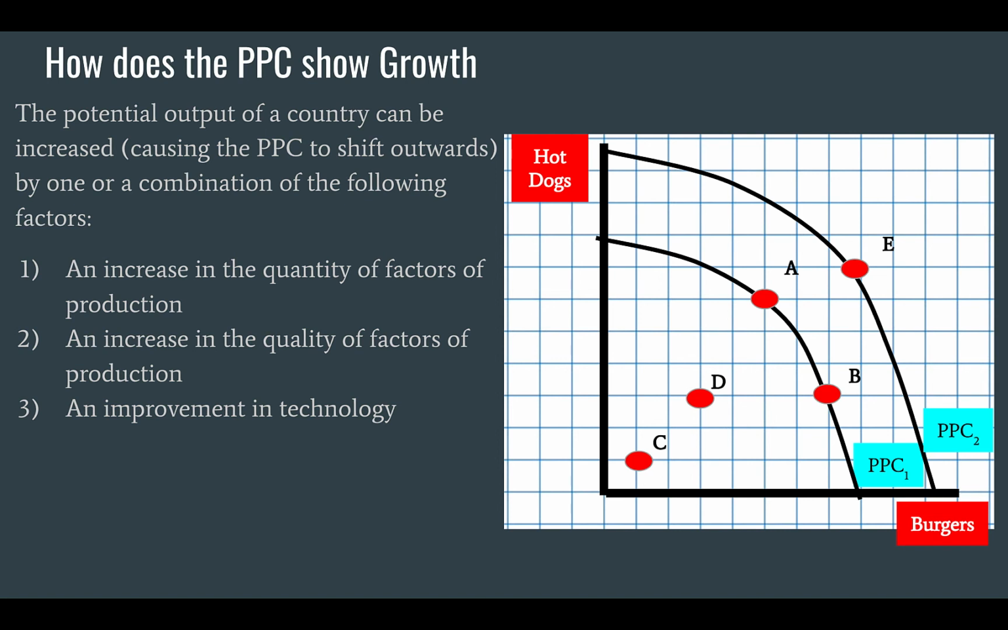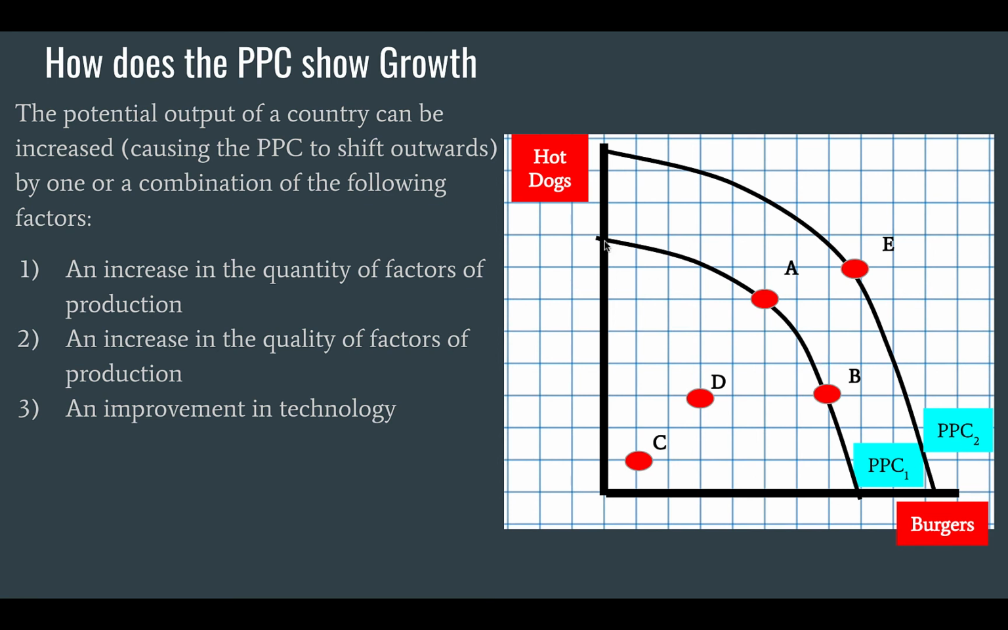Now, the potential output, what the economy is potentially capable of producing, assuming all factors of production are being used and being used efficiently, is affected by a combination of the following. An outward shift in the production possibilities curve can be caused by an increase in the quantity of factors of production, an increase in the quality of factors of production, or an improvement in technology, as I have said. So any combination of all of those three would cause an outward shift from PPC 1 to PPC 2.